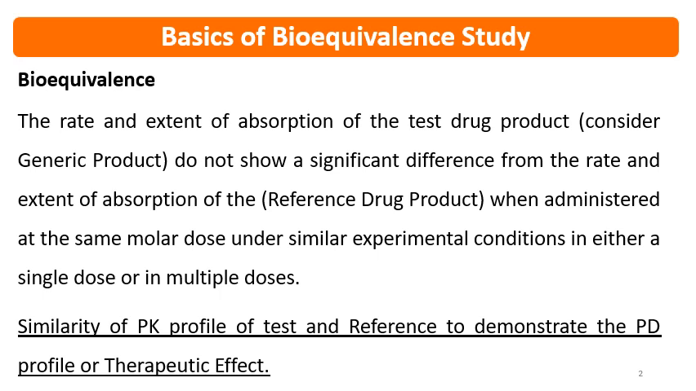Now, in a simple way, if the rate of absorption from the test formulation and from the reference formulation is similar, and also the extent of absorption is similar, at that time you can say that the generic product is bioequivalent to the reference product, or that bioequivalence is achieved and demonstrated. The main point is that the dose should be similar and the experimental conditions should be similar when performing the bioequivalence studies.